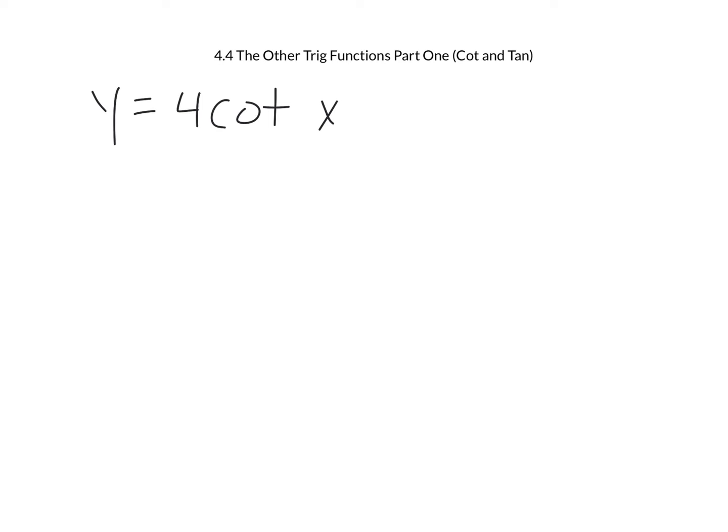Alright, 4.4, the other trig functions, part 1. We're just going to focus on tangent and cotangent with this one. First graph we're going to have is 4 cotangent x equals y. With this one, here's the main change. As you are aware, the asymptotes are going to stay the same.